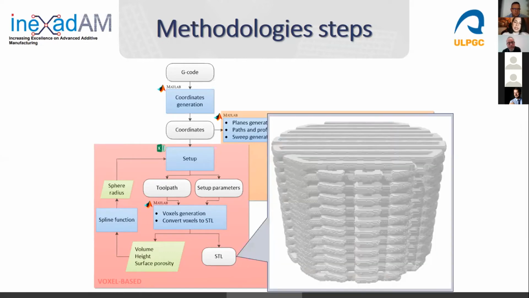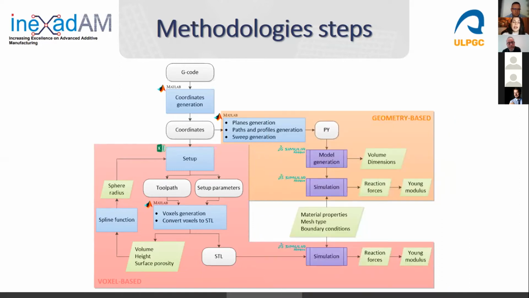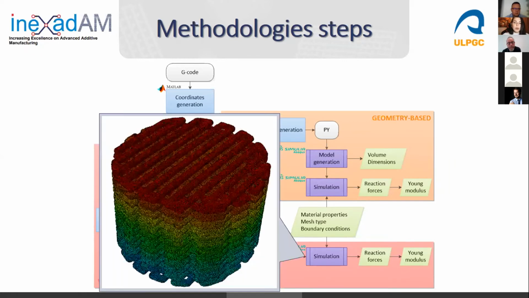With this STL file, which we can observe is a voxelized model, we can import this STL in Abaqus and follow the same process as in the other methodology, setting the material properties, mesh type, and boundary conditions, and obtaining the reaction forces on the base and calculating the Young's modulus.